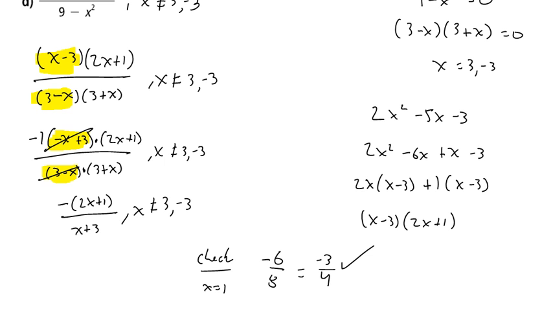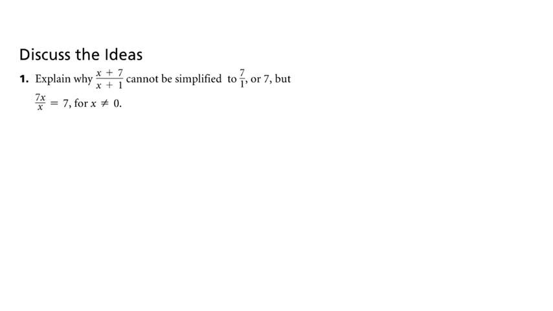Okay, and let's just kind of re-examine that idea at the bottom of the page here. So notice that x plus 7 over x plus 1 cannot be simplified to just 7. Let's just prove that. So let's do our standard check here. We put in x equals 1. So that would be 1 plus 7 over 1 plus 1, which gives us 8 over 2 equals 4. And clearly 4 and 7 are not the same thing.